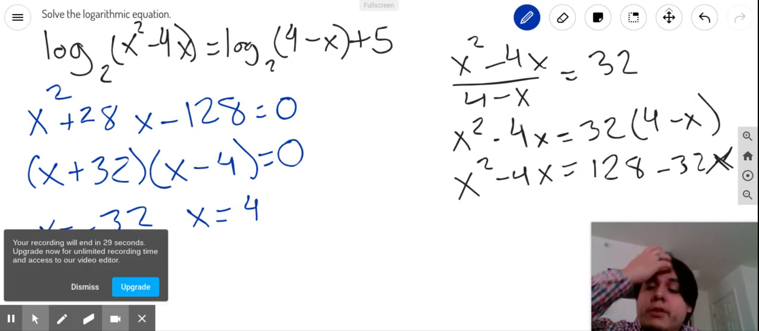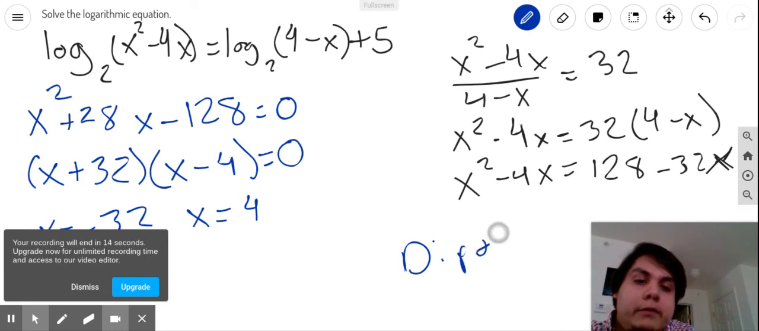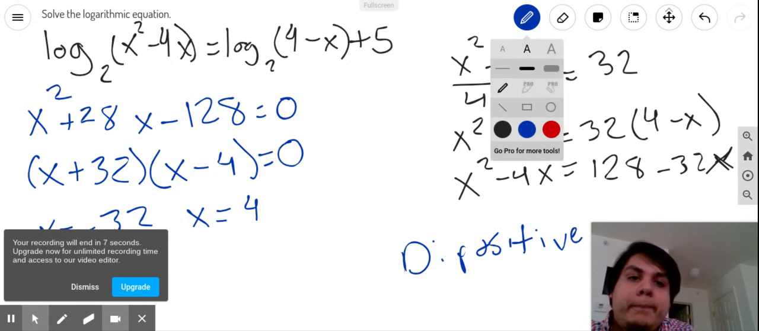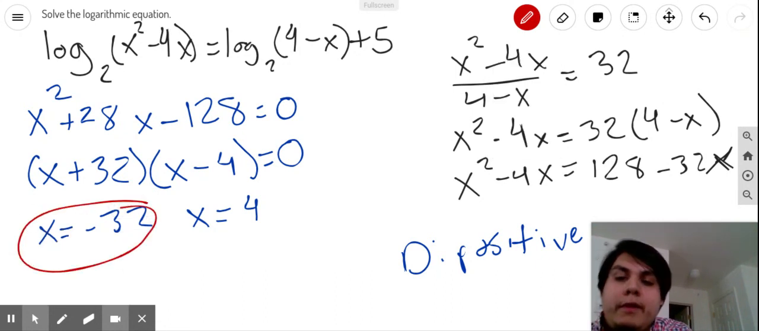So remember, when you're solving these, you want to make sure that when you plug your answers in, it is not extraneous, aka the input, your domain, the input of the log should be something positive. And believe it or not, in this instance, that's your answer.